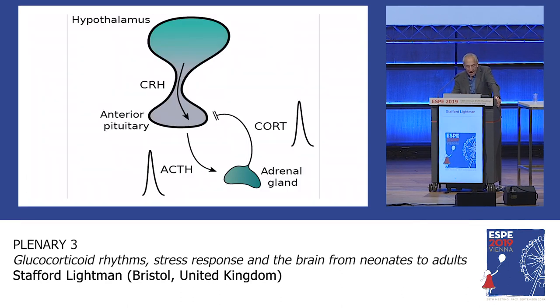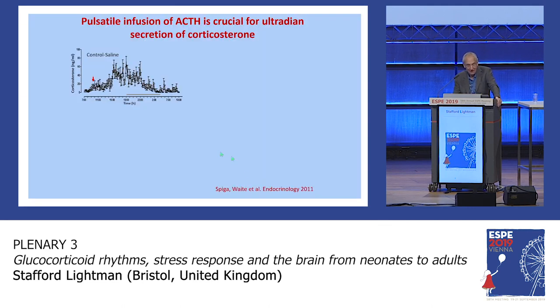So, having seen this, the next question was, does it matter? Is this just an epiphenomenon, and it just happens because that's the way it happens? So we wanted to look at two things. The first thing was obviously for the whole of the duration of the animal's and the human's life, you have been seeing pulses of ACTH and pulses of cortisol. Have your glands adapted to this? So the first thing we did was to look at what it means at the level of the adrenal gland.